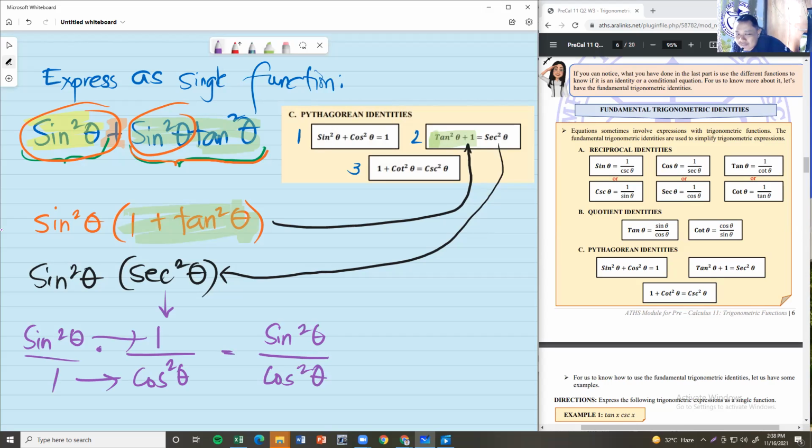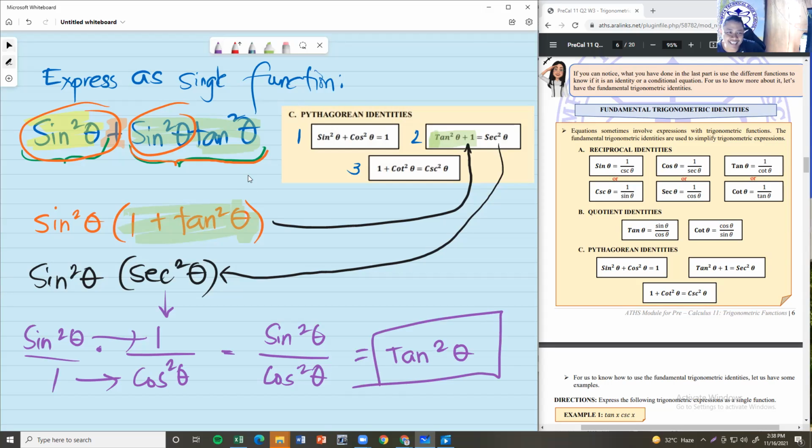Look, we're getting closer to the final answer. What function or identity is equal to sine over cosine? It's tangent theta. Very good. But since it is squared, we must express the quotient identity in squared form, because our given is squared. So therefore, we will have here tangent squared theta. And that is the single function of our given. Got it? Kindly show a reaction.